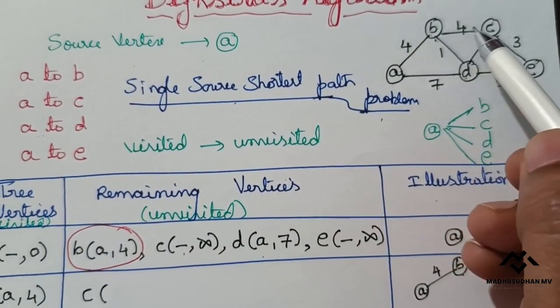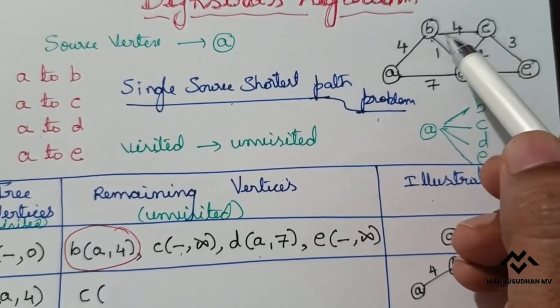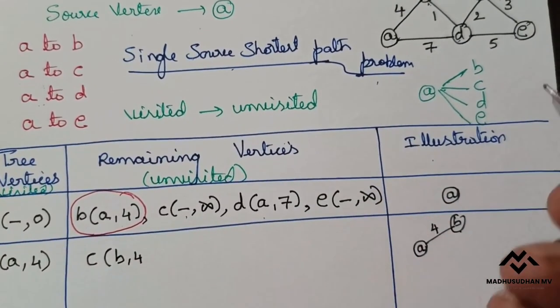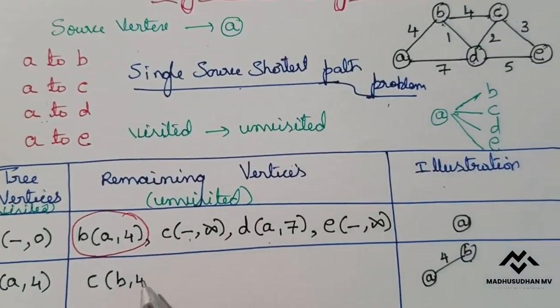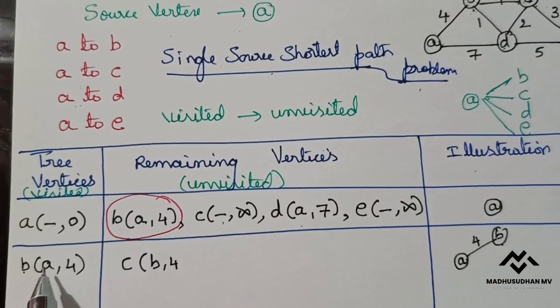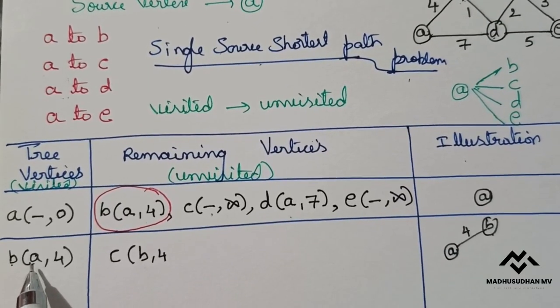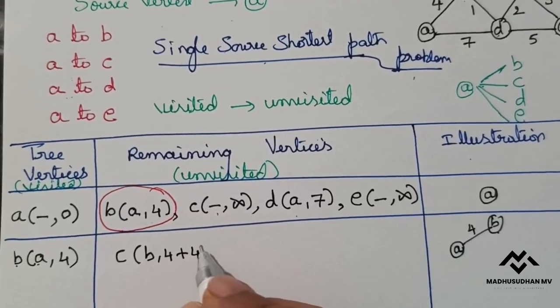From B, C is directly connected. Yes, from B to C there is a direct edge. So that is a distance 4. That means from B, C is 4. Correct? But how did we reach B? We reached B from A. To reach B from A, how much distance did we travel? 4. So 4 plus 4.